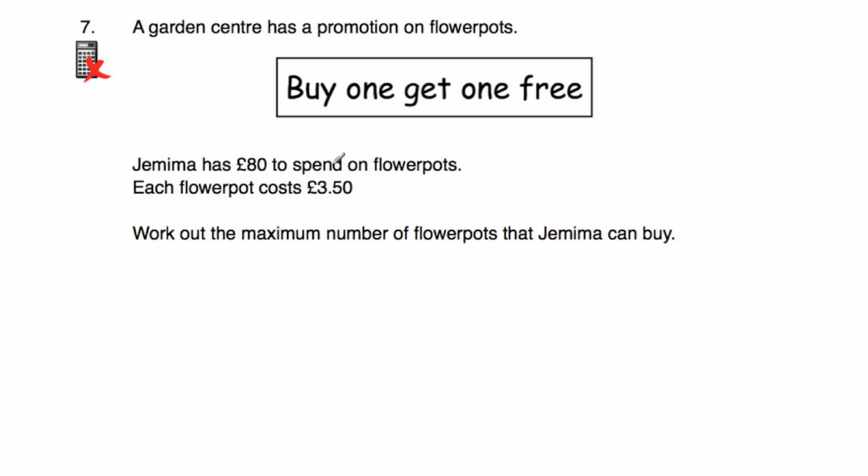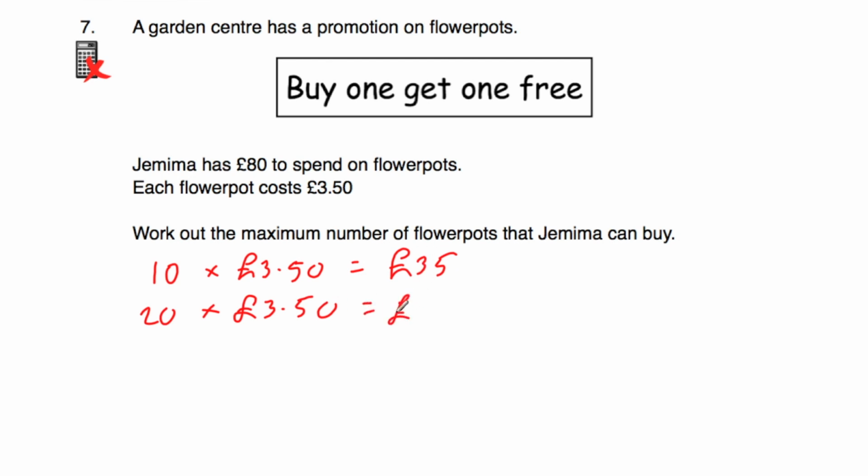So we need to see how many lots of £3.50 go into £80. Now I know that 10 lots of £3.50 would be equal to £35. And if we double that to 20 lots of £3.50, that would be double £35, which would be £70. And we want to find out how many lots of £3.50 go into 80, so let's keep going.